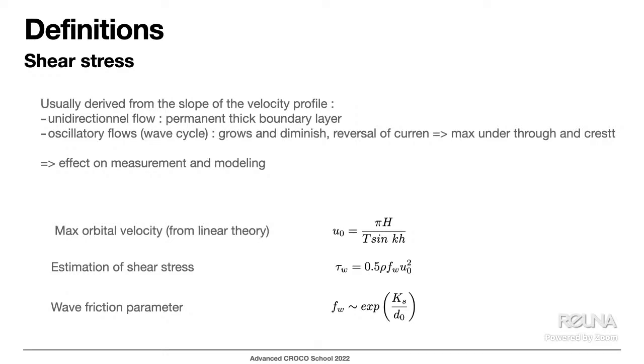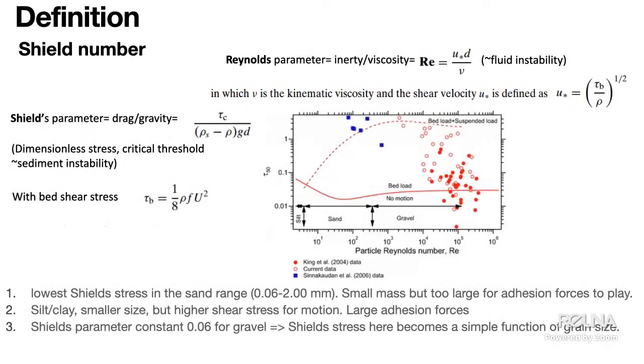So the sediment diameter, the sediment size, plays a huge role in the capacity of sediment to be eroded. It's pretty intuitive, actually. Another definition is the Shields number. As you know, in oceanography, or in physics in general, you have these dimensionless numbers for the characterization of the flow or of different phenomena.